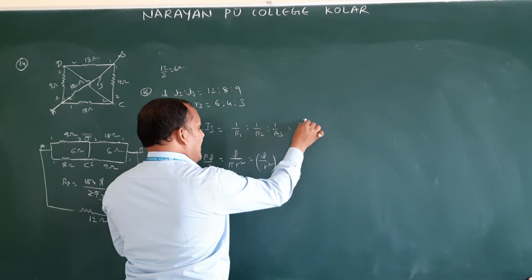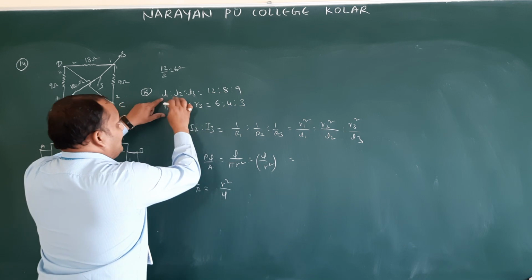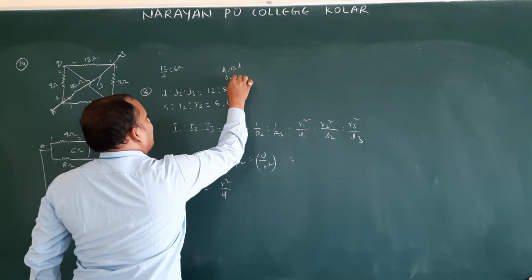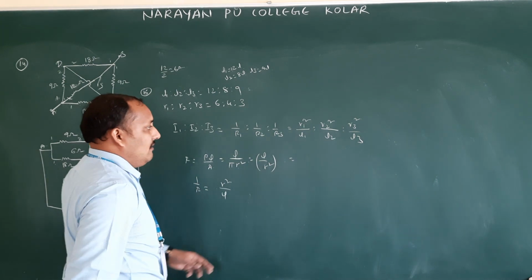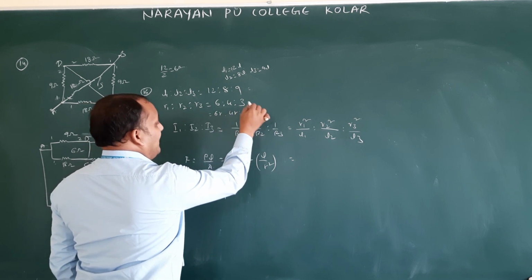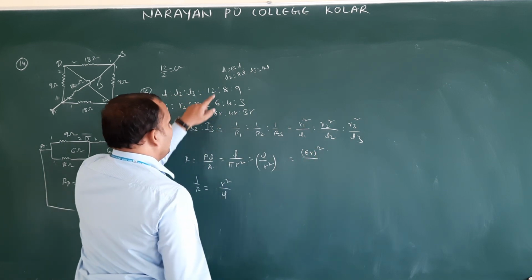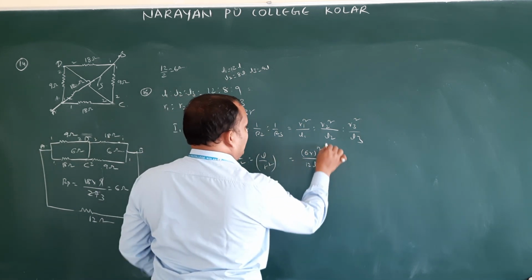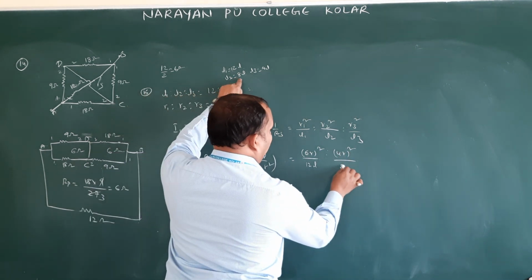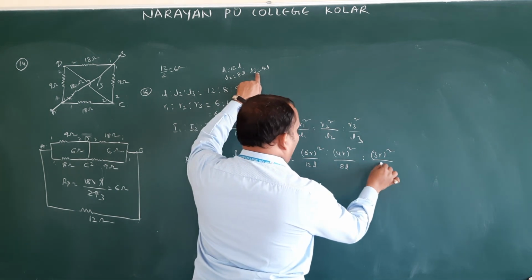So here R1 squared by L1, R2 squared by L2, R3 squared by L3. The lengths 12 : 8 : 9 become L1 = 12L, L2 = 8L, L3 = 9L, and the radii become R1 = 6R, R2 = 4R, R3 = 3R. Substituting: (6R) squared by 12L, (4R) squared by 8L, and (3R) squared by 9L.